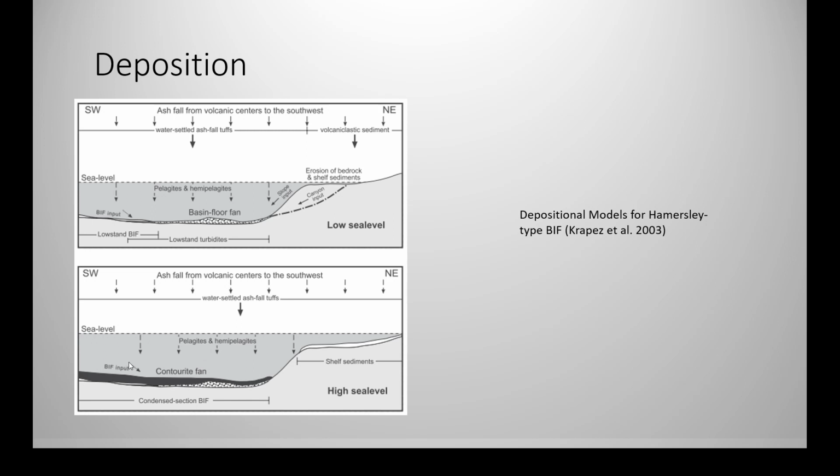So then, depending on when the sea is at a low sea level or high sea level, depends on when the different inputs are being inputted. So for low sea level, we're doing our siliciclastics, and for high sea level, we're putting in our iron formation or that iron layer.